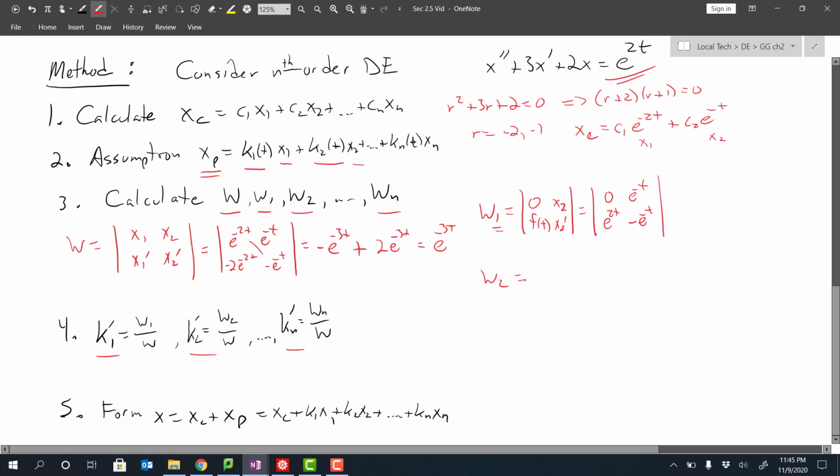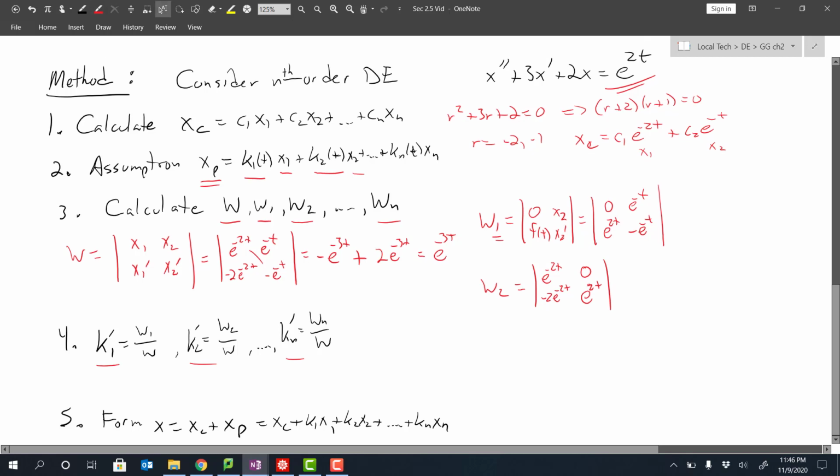Similarly, W2 will be just like the Wronskian, except that the second column will be replaced with 0 and our function. So the first column will just be like my Wronskian, and the second column will be 0 and e to the 2t. And if this was a higher order differential equation, we would have W3, W4 formed a similar way.